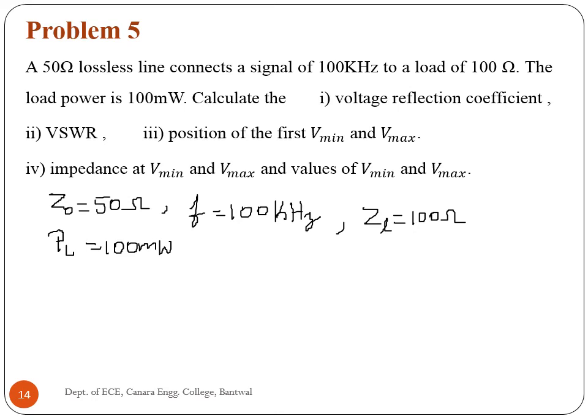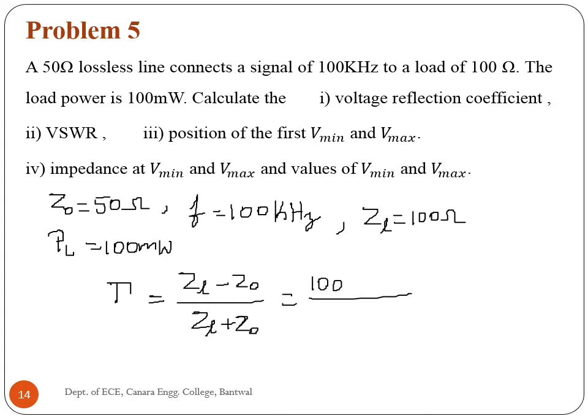Now we have to calculate voltage reflection coefficient. The reflection coefficient is equal to ZL minus Z0 divided by ZL plus Z0, which is equal to ZL 100 minus 50 ohm divided by 100 plus 50 ohm. Therefore, reflection coefficient is equal to 1 by 3.